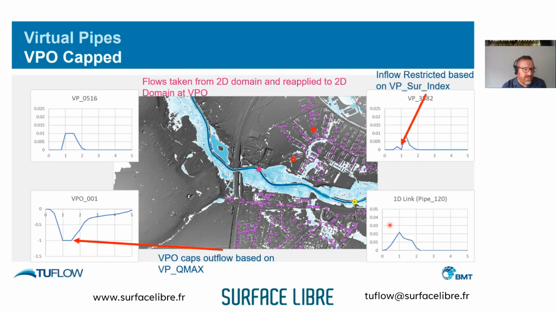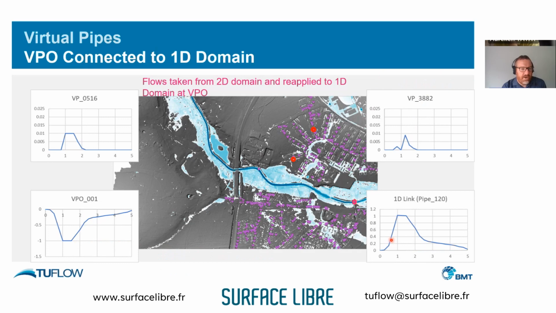We can also apply it to the 1D link. So in this case, we're not applying it to a 2D output. We're saying, right, let's apply it to here. So this is when I'm applying it to the 2D domain, but I can actually apply it to the 1D domain if we wanted to. So we're applying all the flow and just saying, let's apply that to this location.